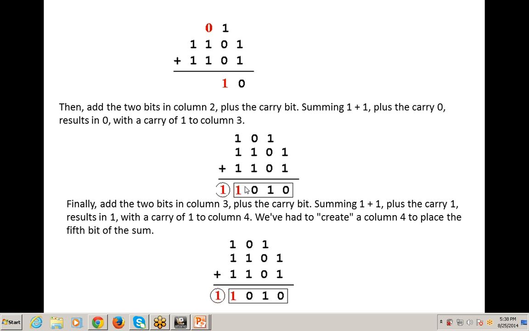Now finally add the two bits in column 3. This is column 3. 1 plus 1 is 2, plus the carry bit. Summing 1 plus 1 plus carry 1 results in 1 with a carry of 1 to column 4. Because 1 plus 1, that is 2, has output 0. Now add 0 plus 1, that is 1. So this gives 1 as the remainder.